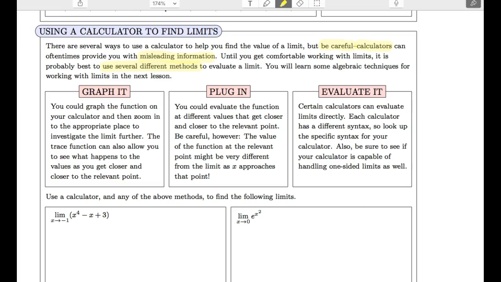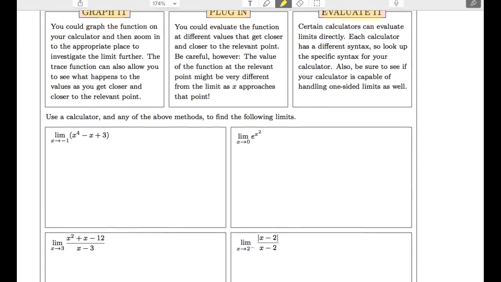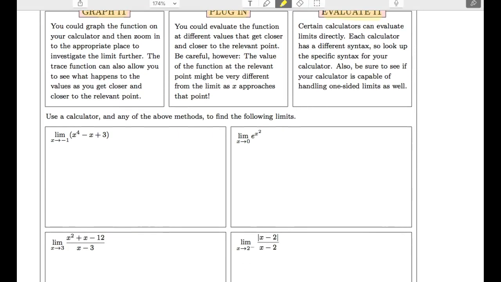Some of the algebraic means you will work with are coming up, but you can still graph the limit, you can plug in, and you can evaluate. So we have 4 examples here. Use a calculator and any of the above methods to find the following limits.